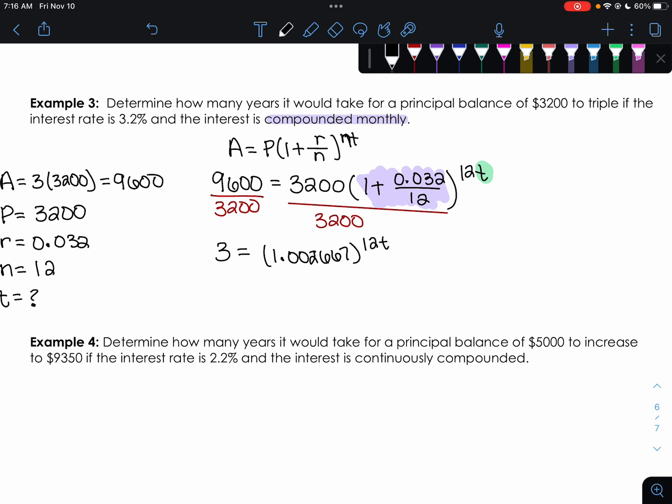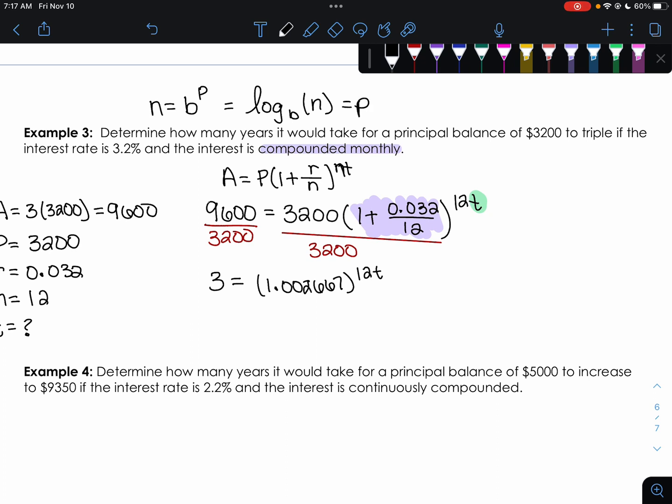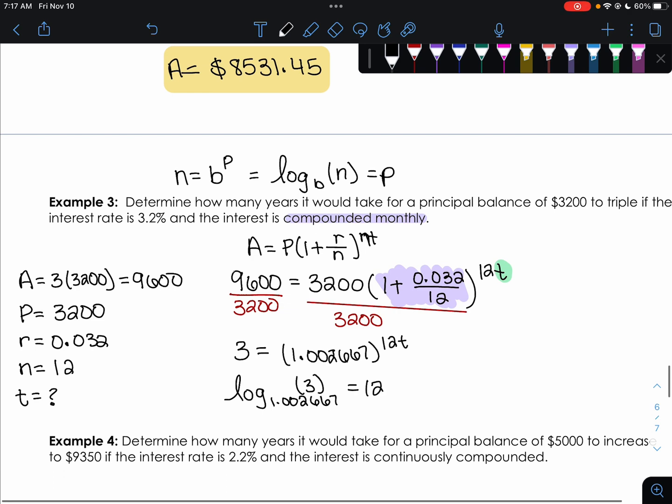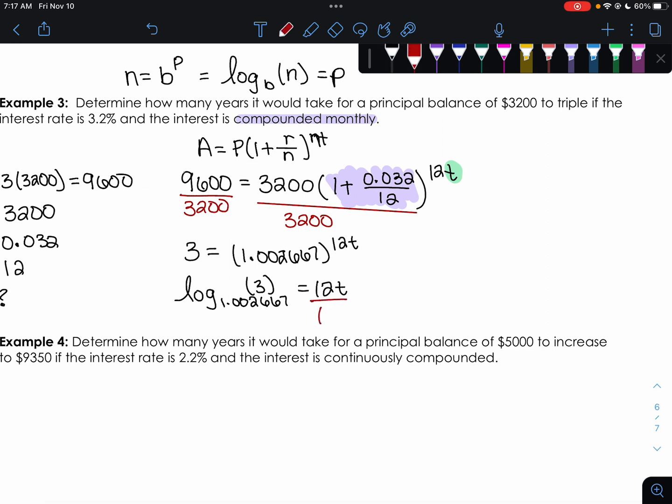Okay, I'm at a point where there's nothing else I can do to solve except switch it to logarithmic form. Currently we have N equals b to the p. To switch it to log form, we have log base b of a number equals the power. So I get log, my base is that long decimal, and my number is 3, set equal to my power of 12t. Before I type it into the calculator, I'm going to divide both sides by 12.